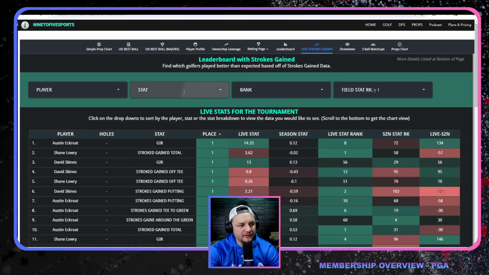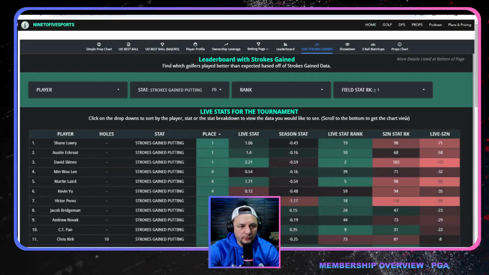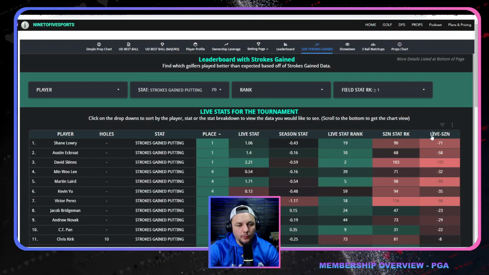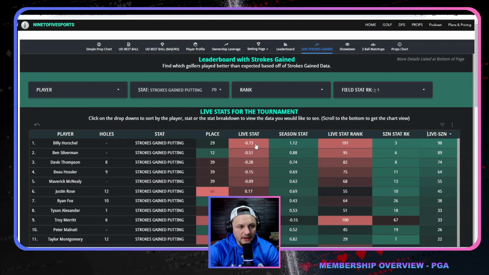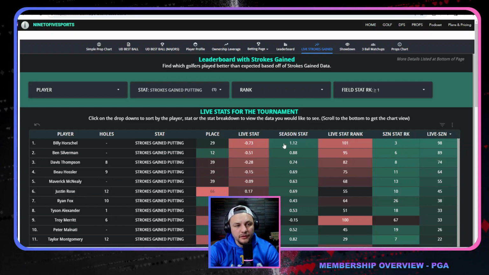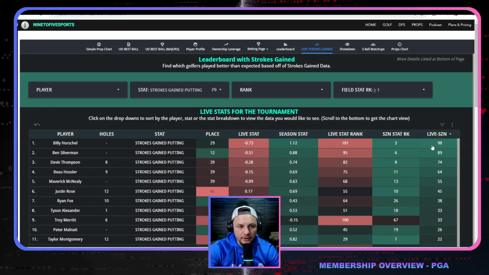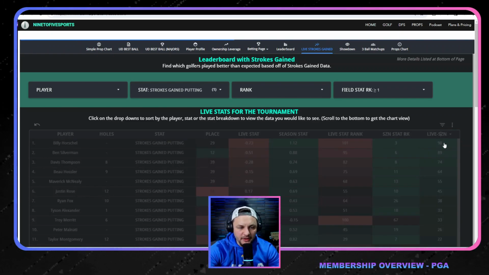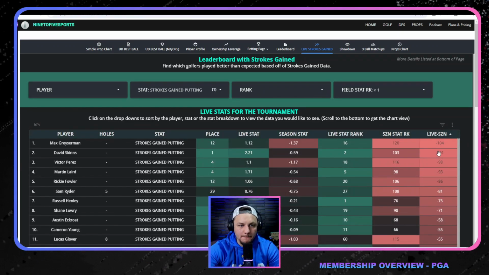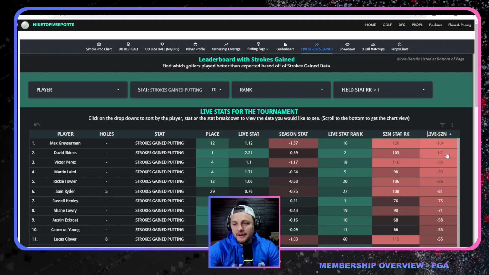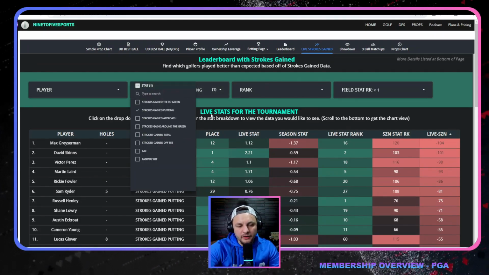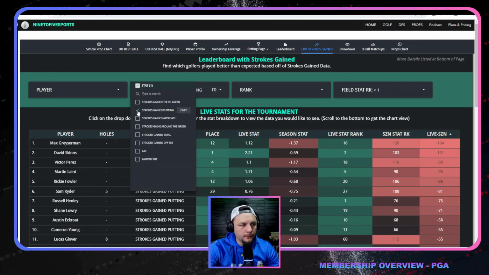So we can look at, let's say we want to look at strokes gained putting. A lot of people like looking at this, so you can sort by live minus season. You can see which golfers live have maybe putted worse than they have compared to the season. So someone like Billy Horschel is expected to putt better than he had. You can also flip that around and see which golfers have putted much better than expected. A lot of people like looking at that. It's not a bad way to look at it, but you can also do it with strokes gained total. That'd be another way of looking at regression. It's a fun tool. You guys can look at it that way.